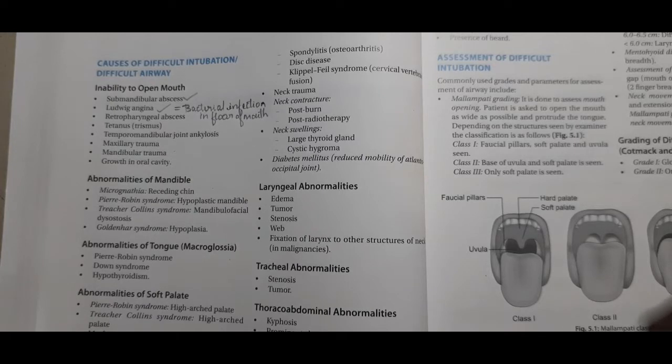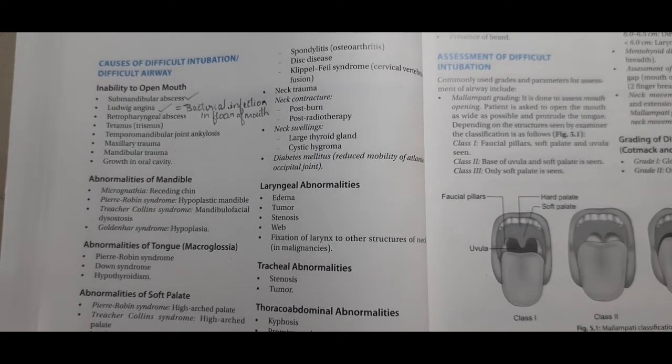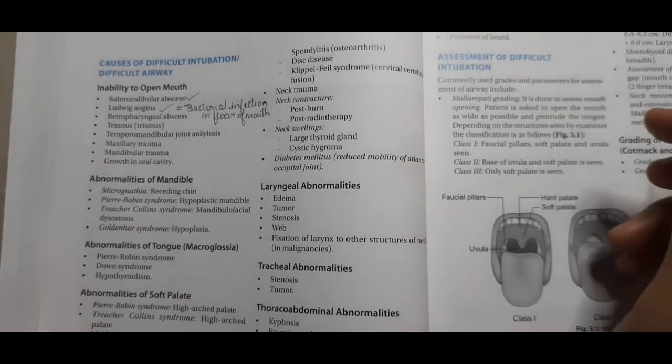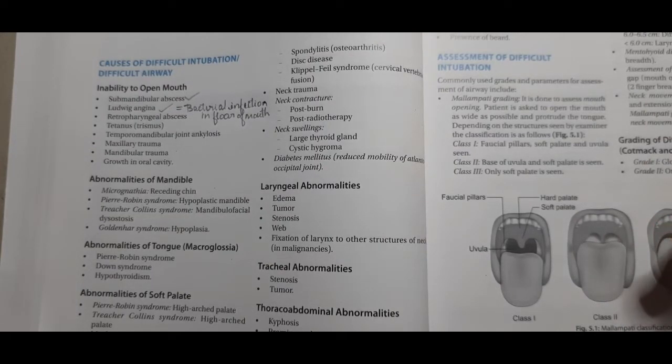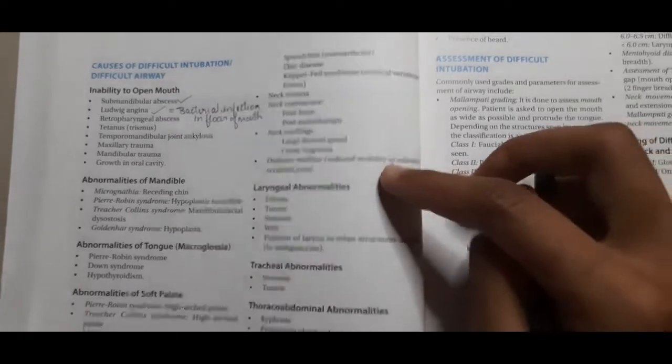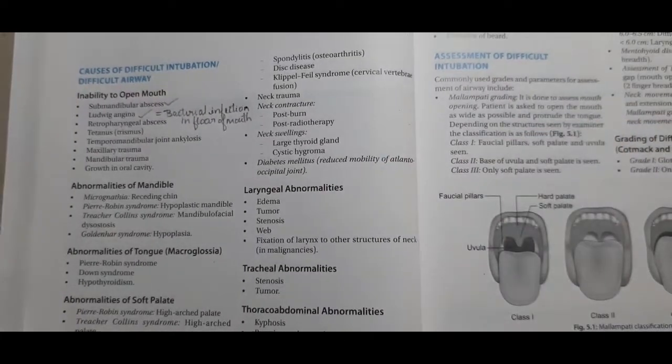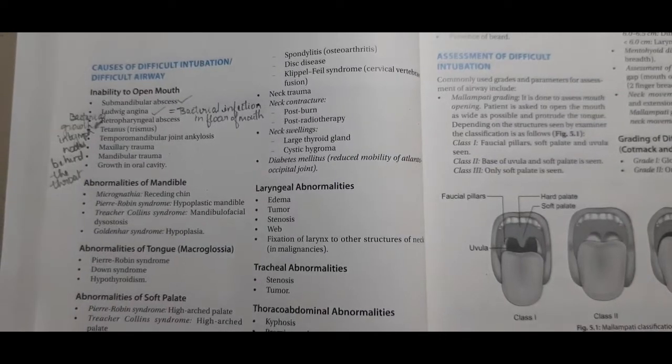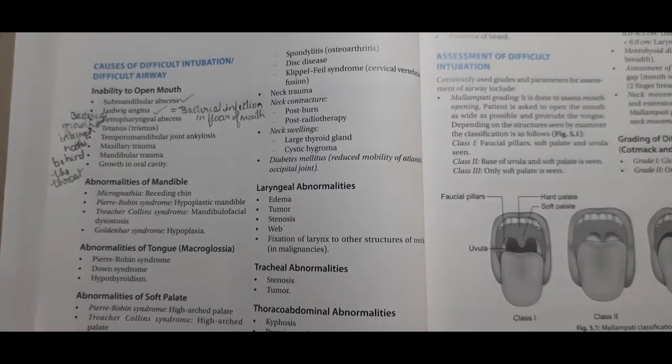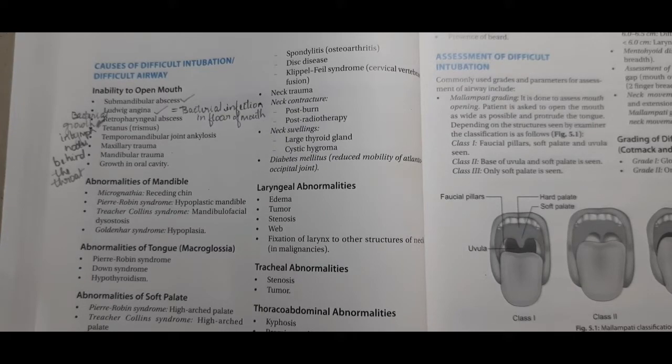Moving to the next one, which is retropharyngeal abscess. Retropharyngeal abscess is the abscess that forms when bacteria grow in lymph nodes behind the throat. So retropharyngeal abscess means a bacterial growth in the lymph node behind the throat.